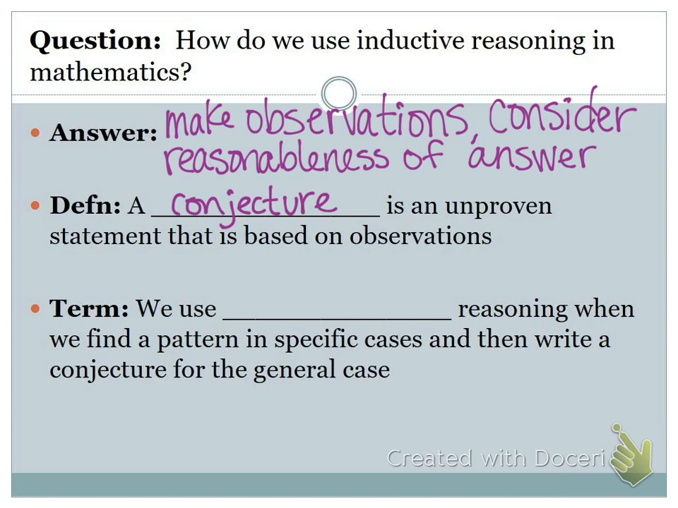Not to be confused with a postulate. Postulates are also unproven, but it's something that is just true. A conjecture, we don't know if it's true or not, initially at least. It's just something that we think might be true based on observation. So that's a big part of it, is the observation part. We use inductive reasoning when we find a pattern in specific cases and then write a conjecture for the general case.